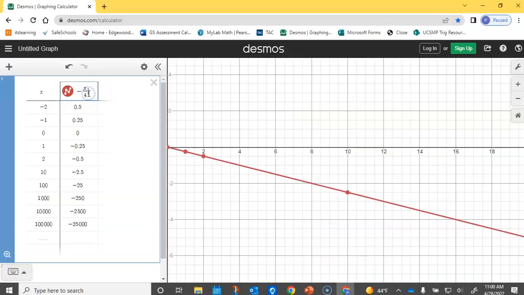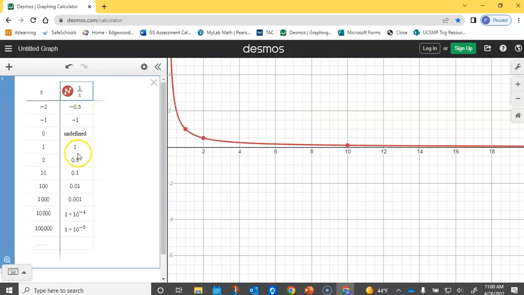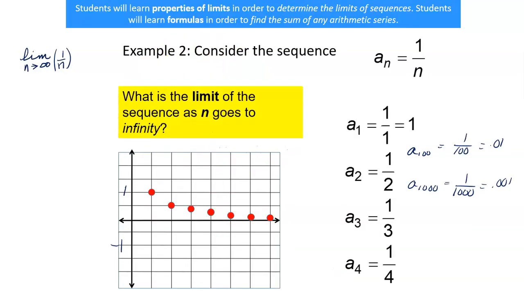I'm just going to go here, and I'm going to change my equation to be 1 divided by x. And you can see these numbers get closer and closer to 0. So that confirms that I do have a limit. In this case, my limit is 0, so that means it converges to 0. So when the question is posed to you, consider the sequence, does the sequence converge or diverge, you would say it converges. If it says state the limit, then you would say the limit is 0.